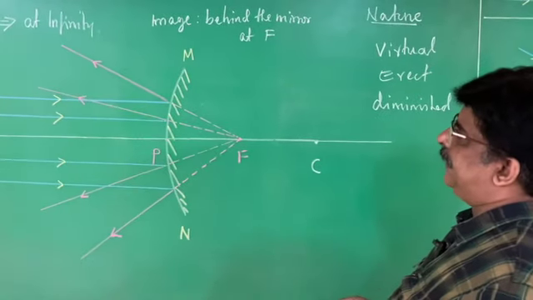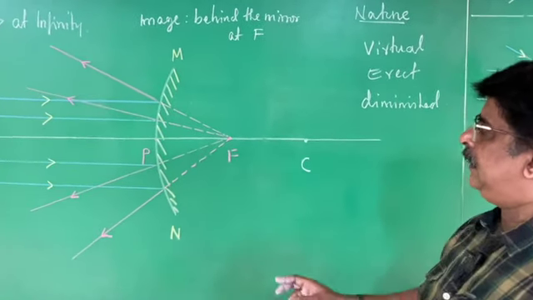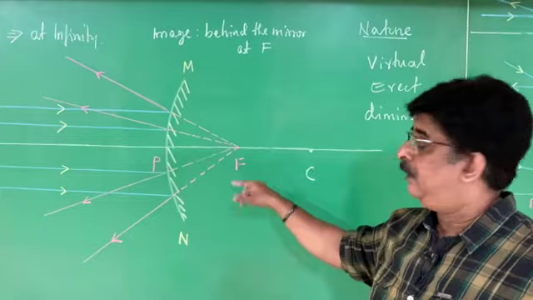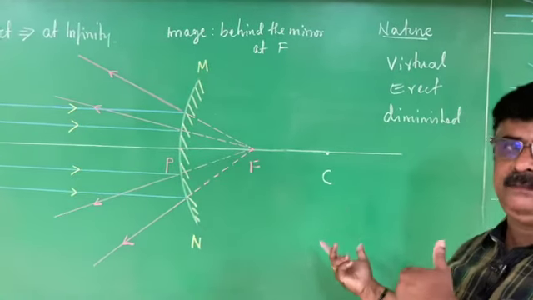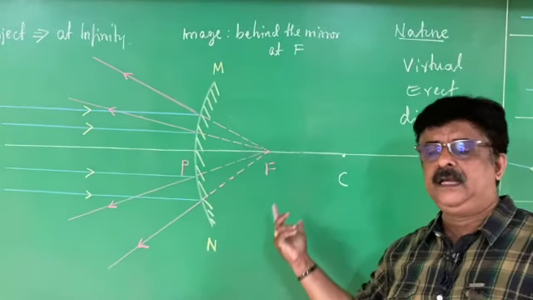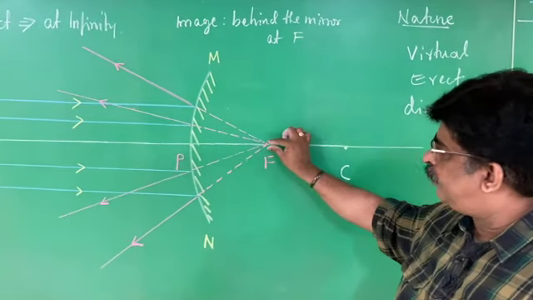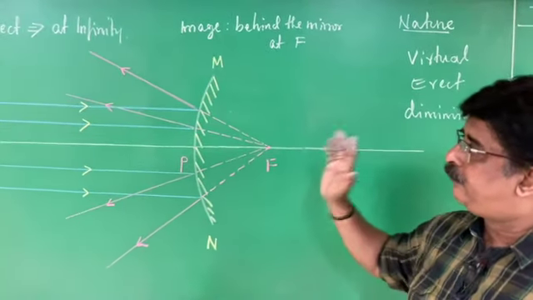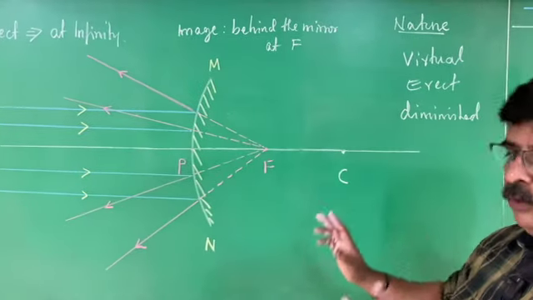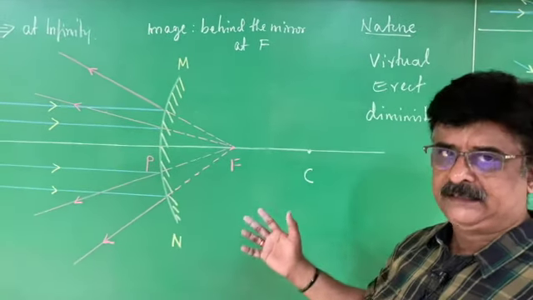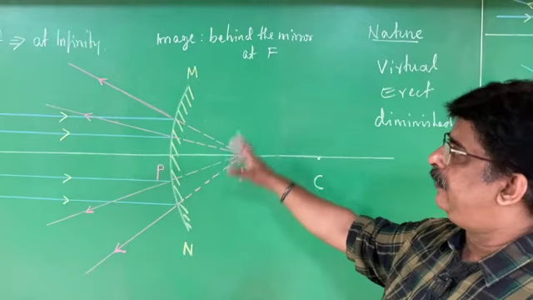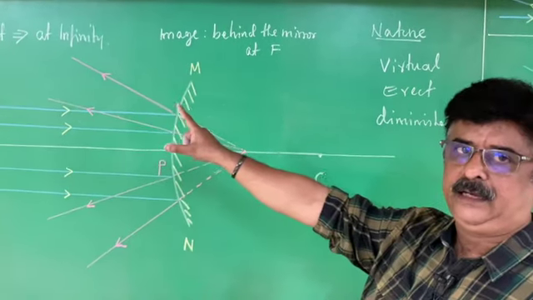Therefore, when the object is placed at infinity, image is going to form at F. Where is the F? F is behind the mirror. Since it is behind the mirror, image is virtual. Virtual images are erect images and it looks like a point. This is the first ray diagram. Only two ray diagrams for the convex mirror, and the first ray diagram is when the object is placed at infinity.